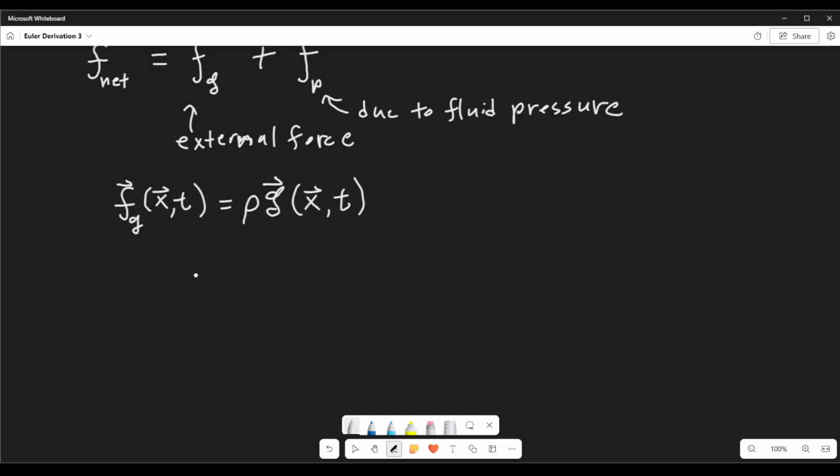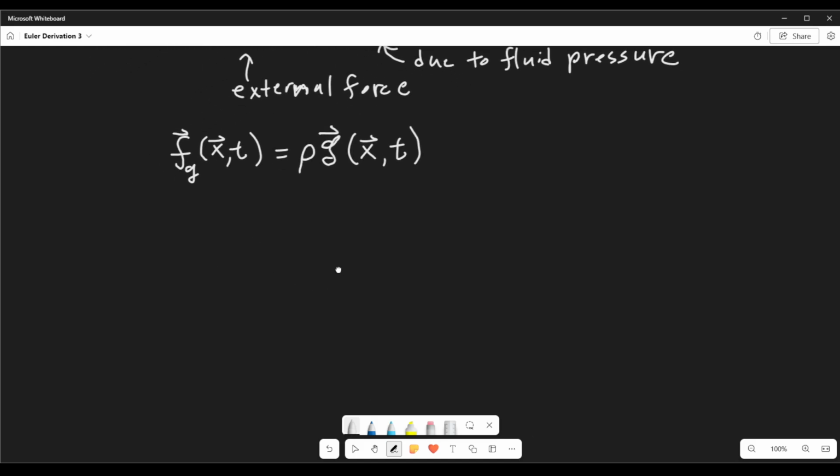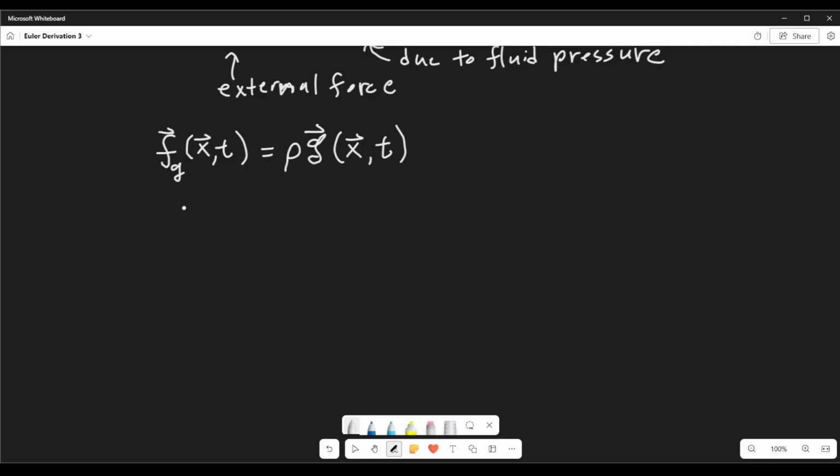And the other force is the force of pressure. This is a little more interesting. So this is the force of pressure. It depends on space and time. Basically it depends on the pressure field, which is itself dependent on space and time. And the question is how.